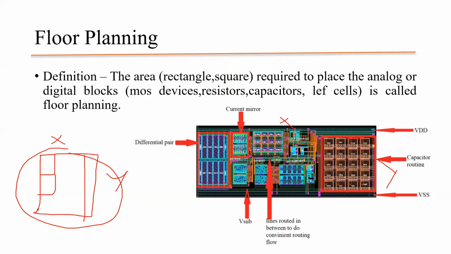Here are the capacitors. You can see some critical blocks, current mirror, diff pair, all sorts of blocks present inside this floor plan. Once the floor plan is done, the area is fixed and cannot be changed. We have to plan the floor plan in such a way that the device completely fits. It should be reliable, it should be quality, and it should pass the design rule checks.